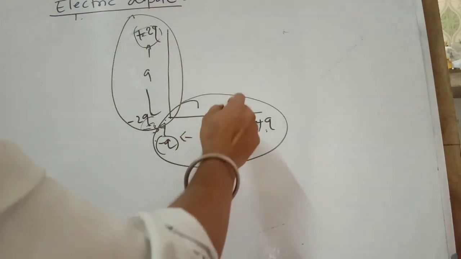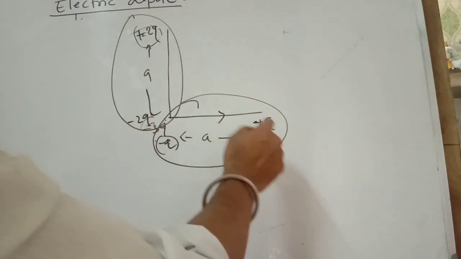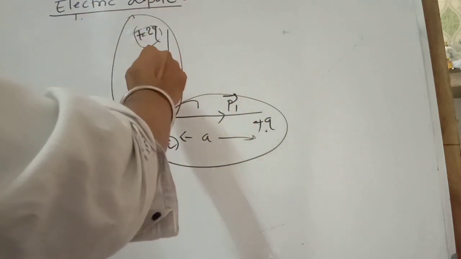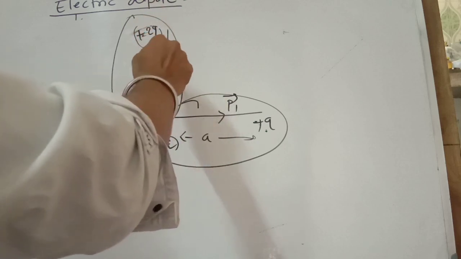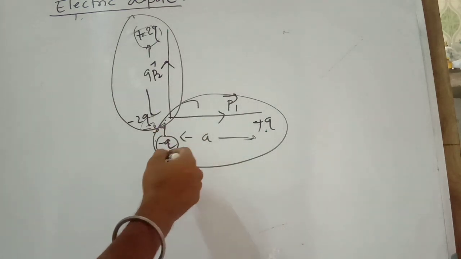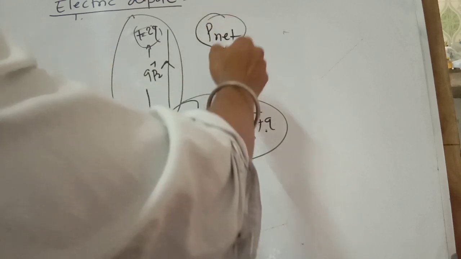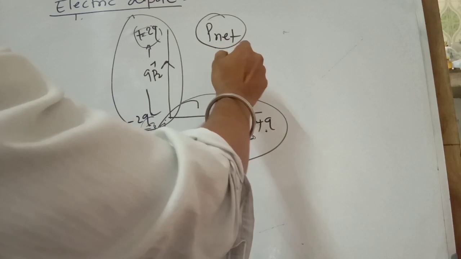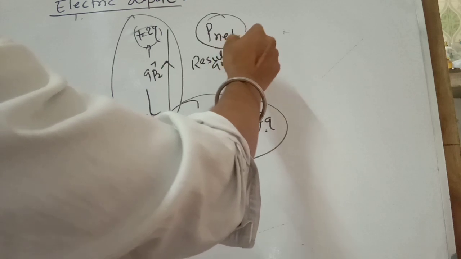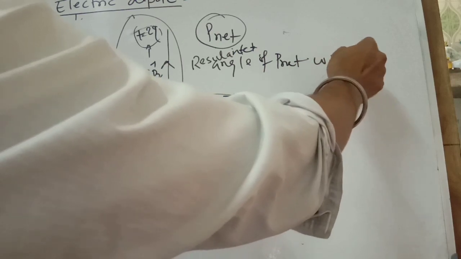So here the direction of the electric dipole is already told: from the negative charge toward the positive charge, so it will go in this direction. Again here the electric dipole direction is from negative to positive charge, so it will go in this direction. So as in the previous problem, you can solve this question and find the P net, that means the net electric dipole moment, and what is the angle of the resultant P net with respect to P1.